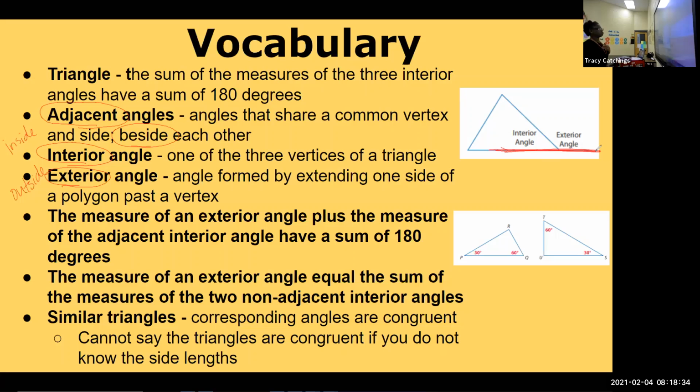Remember, as you get closer to geometry, they are not going to remind you, hey, a straight angle is 180 degrees. That's something they expect you to recall. All right, somebody give us the next one.